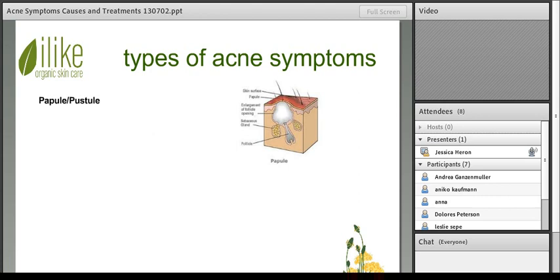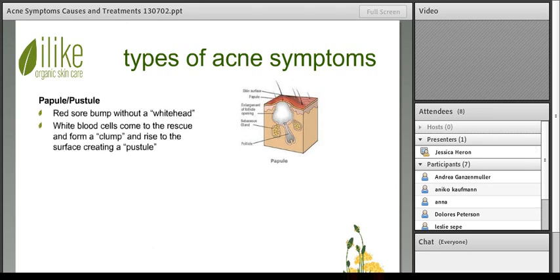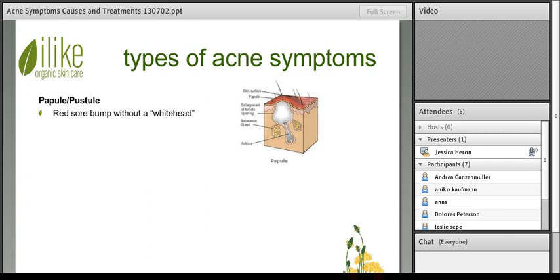Okay, some other types of acne symptoms would be papules and pustules. Here's a fun diagram of a papule. Again, we have a picture of the follicle here where the pore is located. You have the skin surface, the actual papule or bump, the enlargement of the follicle opening, the sebaceous glands where the oil is produced, and the follicle where the hair comes through and out the top. And you can see where the fluid is starting to build up underneath the surface of the skin.